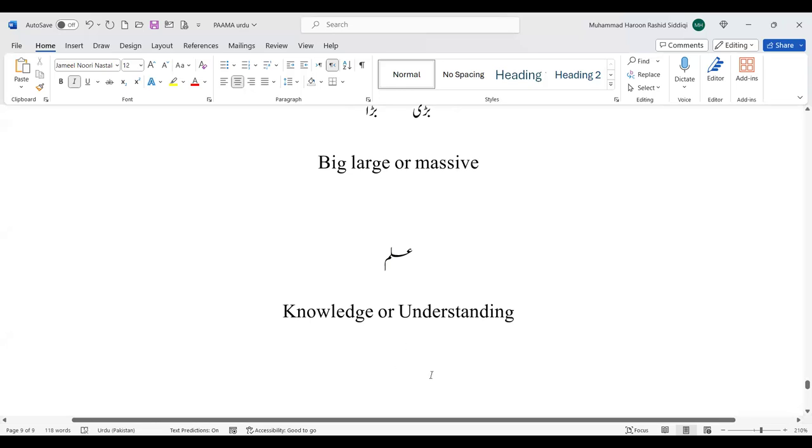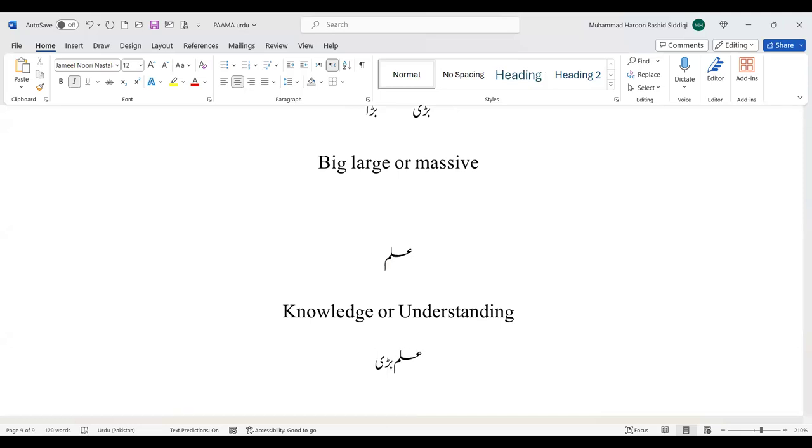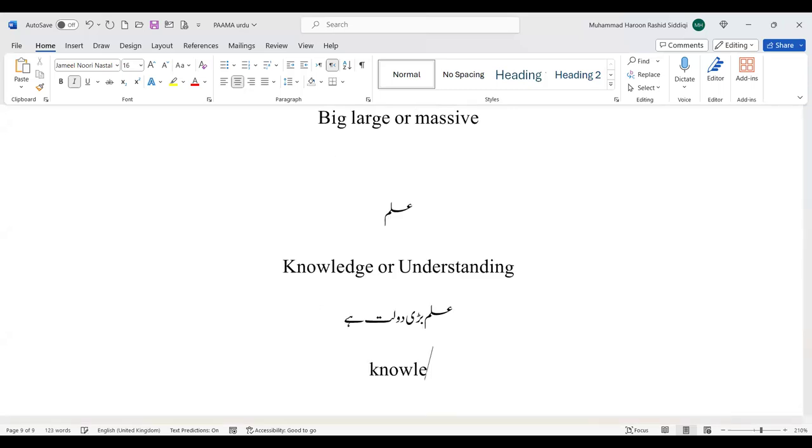So the sentence I'm giving you is: ilm, buddy, daulat hai. Yes. And in English, it'll be: knowledge is a massive, huge, big treasure. Yes. Is a big treasure.